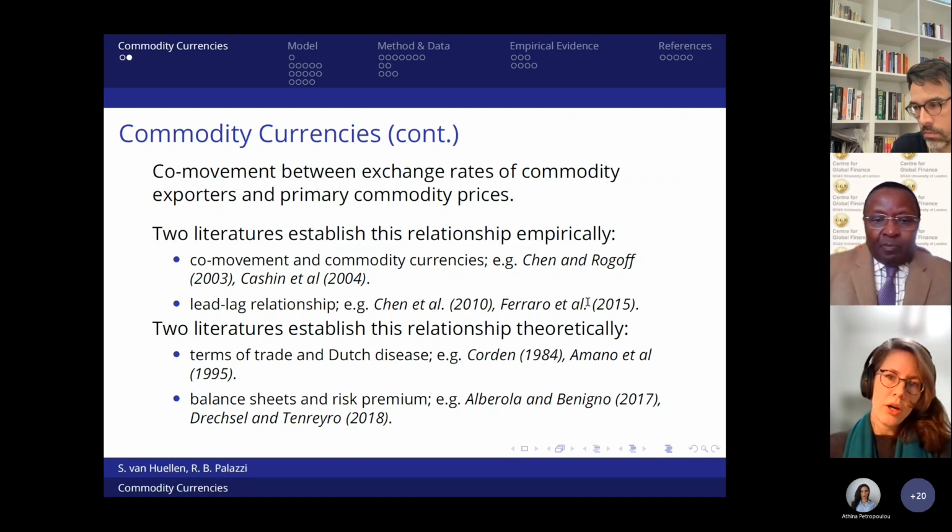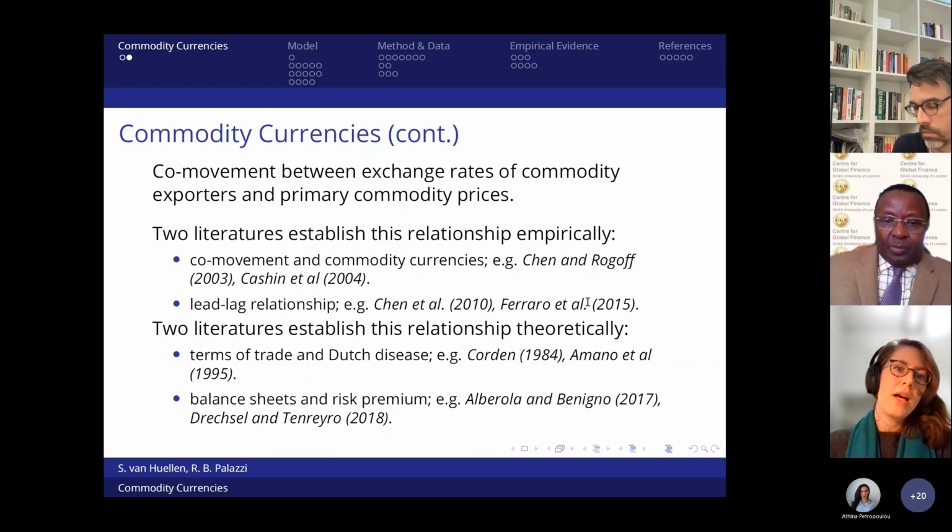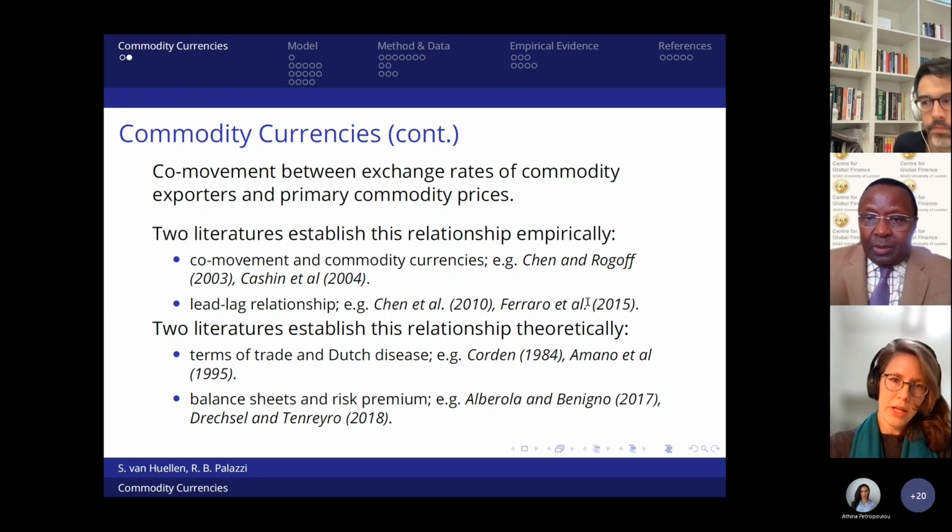And then later on, the slightly more recent literature, Chen et al. 2010, and then Ferraro et al. 2015, looked into the question, what is the lead-lag relationship?